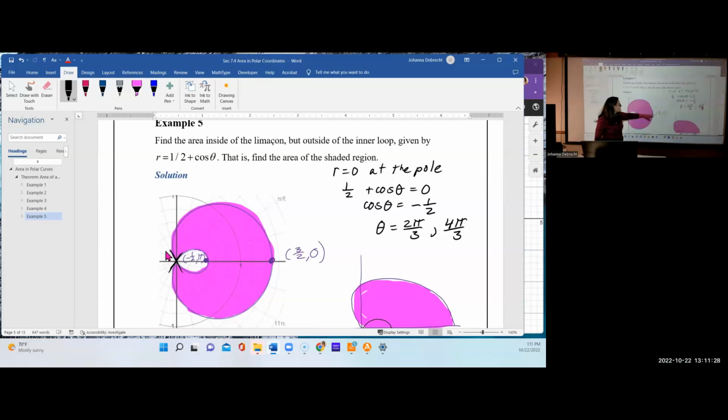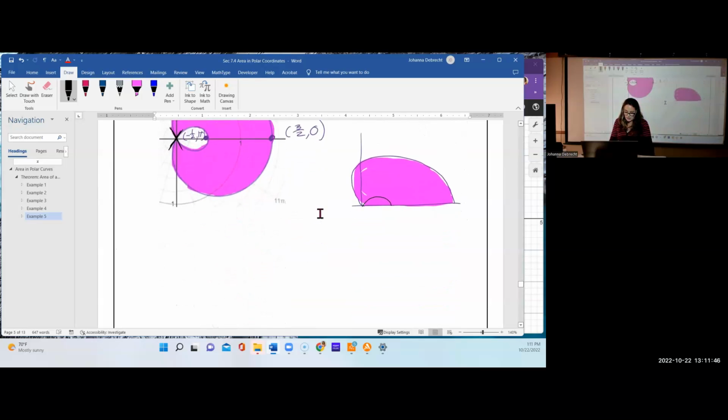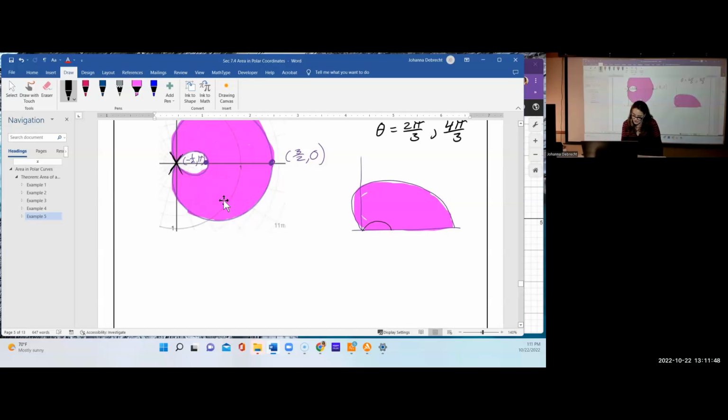So I want the sweep from 0 around to 2 pi over 3, which is going to give me this entire pink shaded region. Now that's only half the area, so I'm going to have to double that to get the full area inside the whole limaçon, and then I'll have to subtract out the hole. So first I'm going to find this area. So I'm going to get the area inside the entire limaçon.